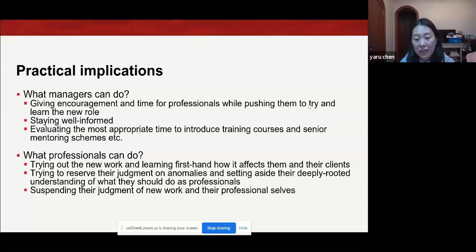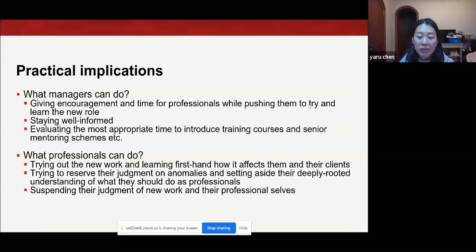So in job redesign, what professionals can do, we would suggest that professionals should try out the new work and learn firsthand how it affects them and their clients, and also try to reserve their judgment on anomalies and set aside their deeply rooted understandings of what they should do as professionals.